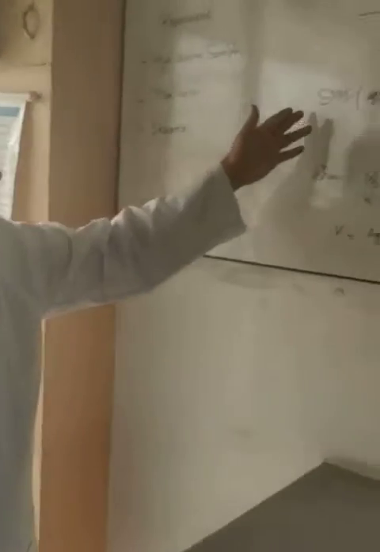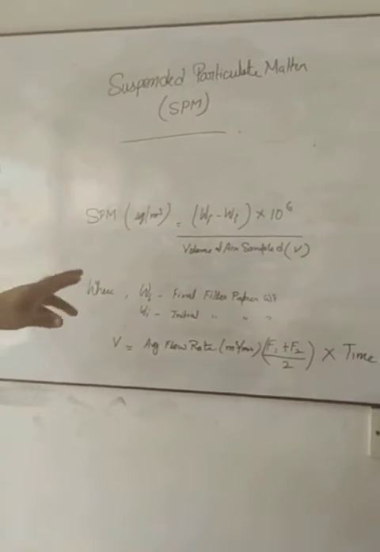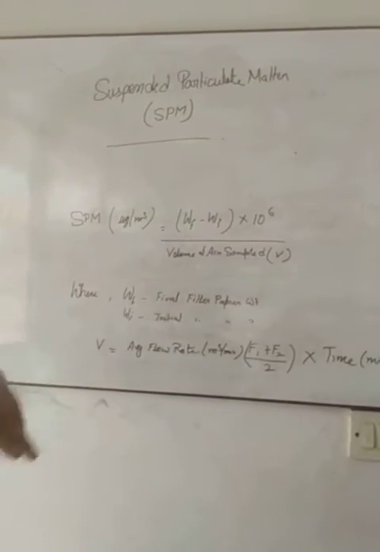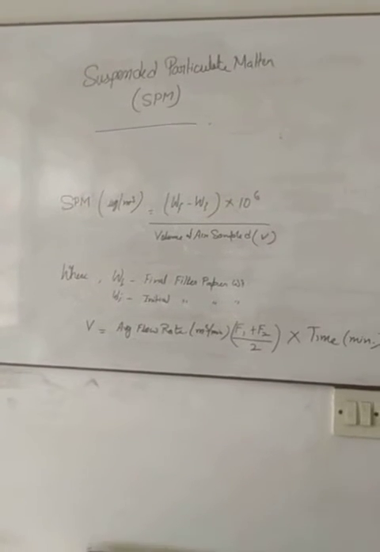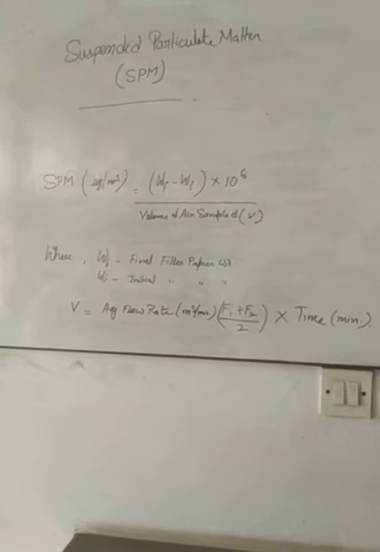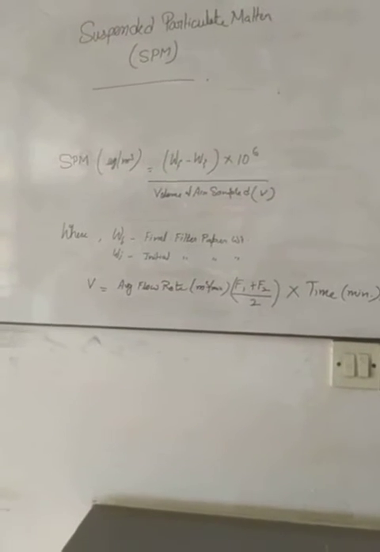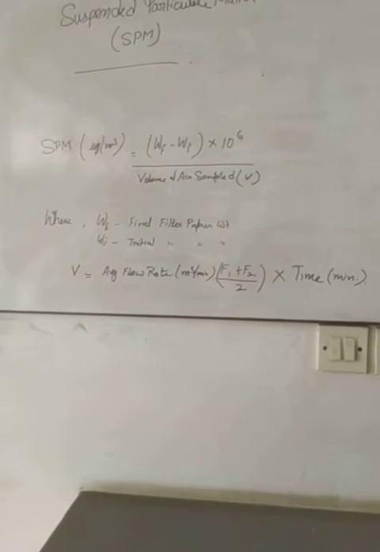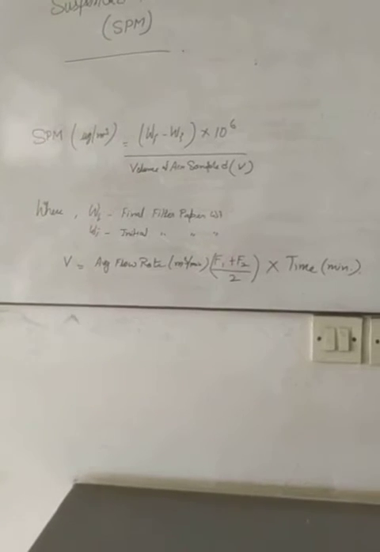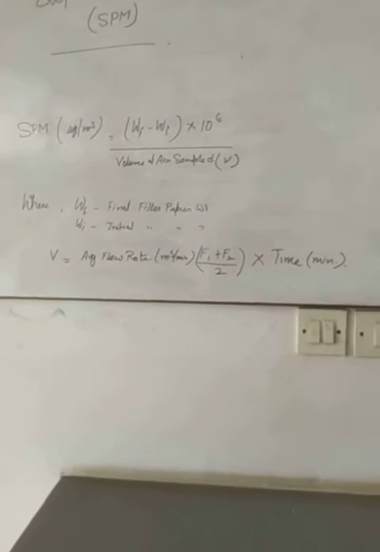Now we put these readings into this formula. The suspended particulate matter in microgram per meter cube is (Wf minus Wi) into 10 to the power 6 upon the volume of air sample, where Wf is the final filter paper weight and Wi is the initial filter paper weight. Now, how to calculate V, the volume of air sample.